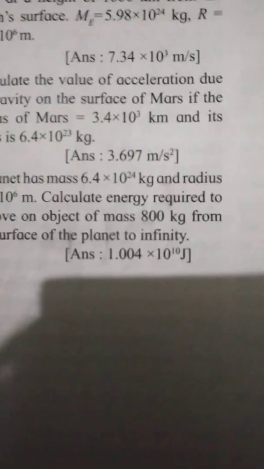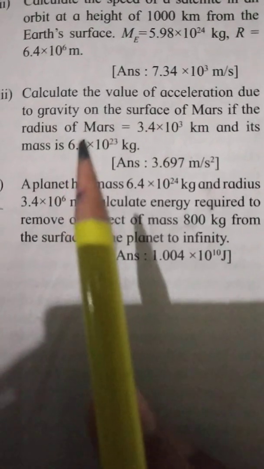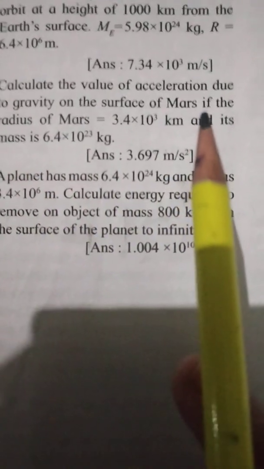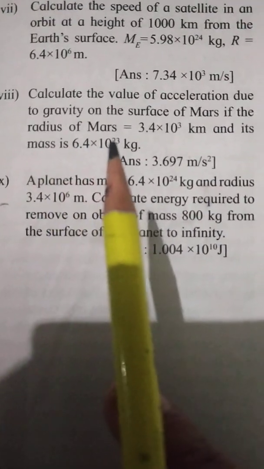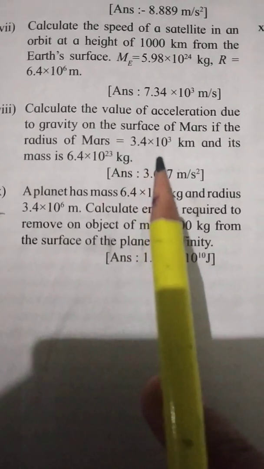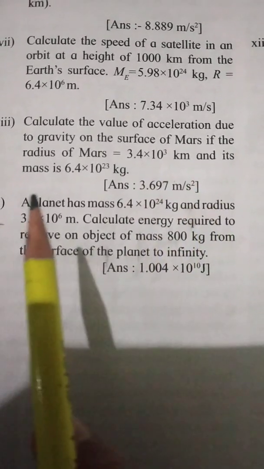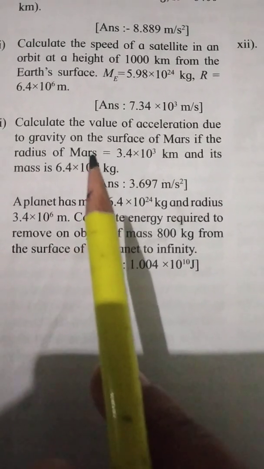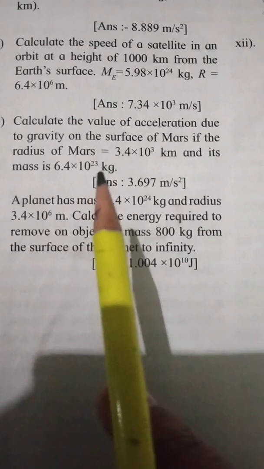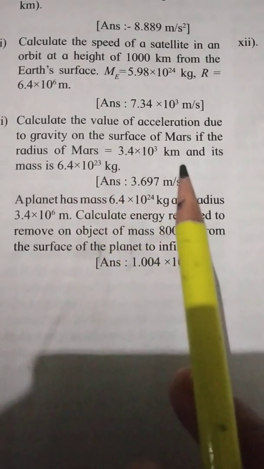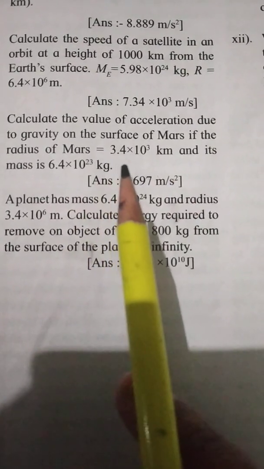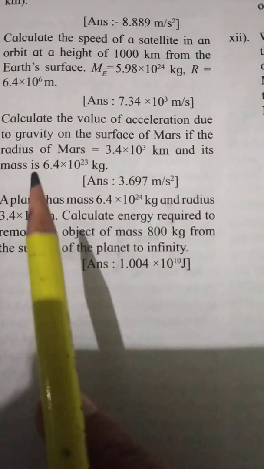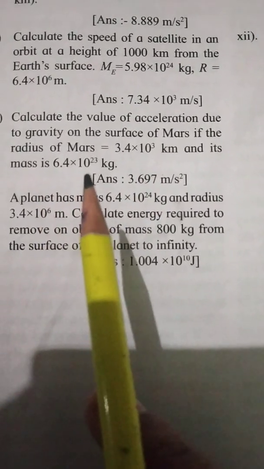Okay, now next numerical. Next numerical is: calculate the value of acceleration due to gravity on the surface of Mars, if the radius of Mars is equal to 3.4 into 10 raised to 3 km and its mass is 6.4 into 10 raised to 23 kg. So we know that the planet is Mars, its radius is 3.4 into 10 raised to 3 km and mass is 6.4 into 10 raised to 23 kg. We will find out.